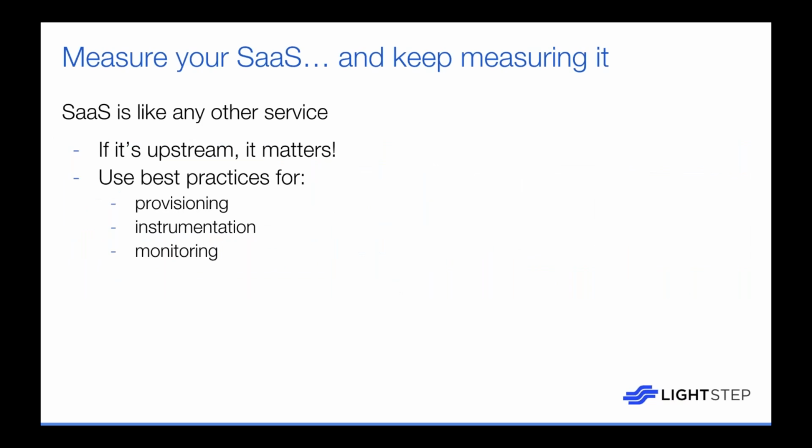So, I mean, the takeaway in this is just, SaaS is just like anything else. Measure it like any other service you would have. If it's upstream to you, it matters. And you should be using best practices for things like provisioning, understanding what you need from it. You want to instrument, even if you can't instrument the SaaS itself, instrumenting the client libraries or the requests you're making to it, and monitor it just like you would any of your other downstream dependencies.